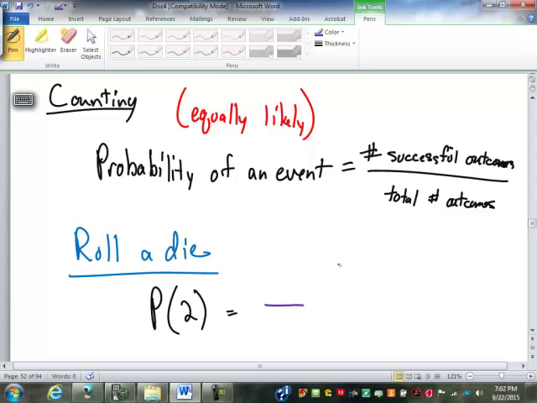How many outcomes are there? How many possible results are there on a fair six-sided die? 6, 1 through 6. How many of those would give you a 2? 1. So there's 1/6 is the probability of rolling a 2, or a 0.16667. Technically 0.1666666, but we got to round it off somewhere, right?